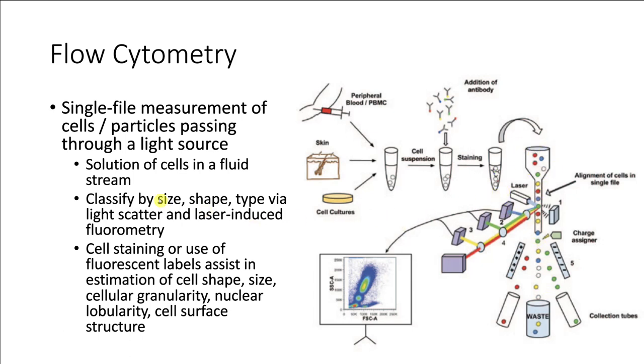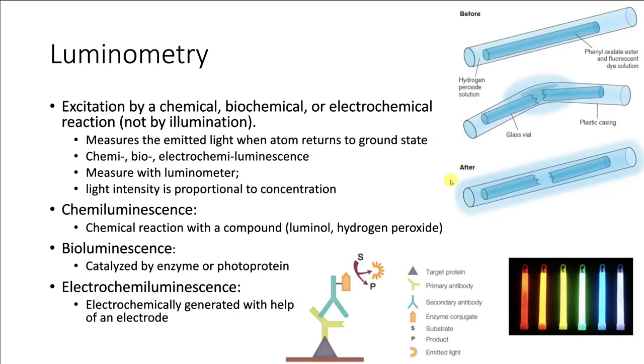So not only can we classify by size and shape, we can also get more specific by determining the inner complexity of the cell, how much lobing or parts of a nucleus appear, and the cell surface structure. We could graph this all out into this graph here based on the relationship of everything we just talked about. It's pretty cool. You'll learn more about it in hematology. That's usually where it pops up the most.